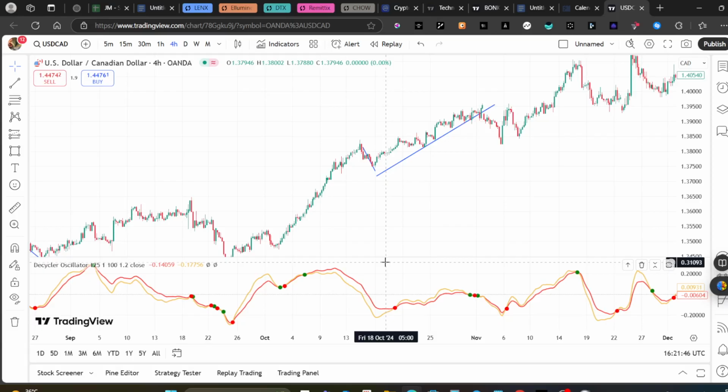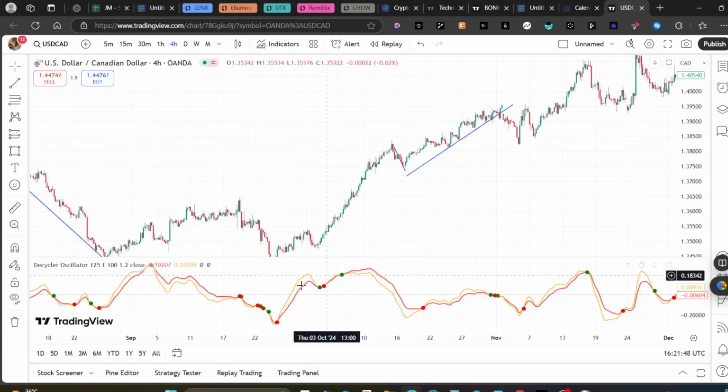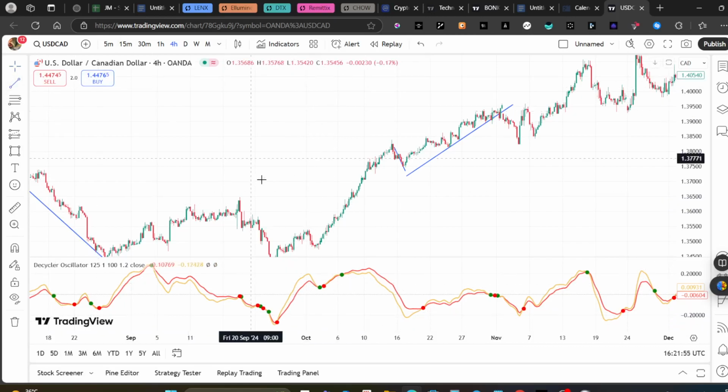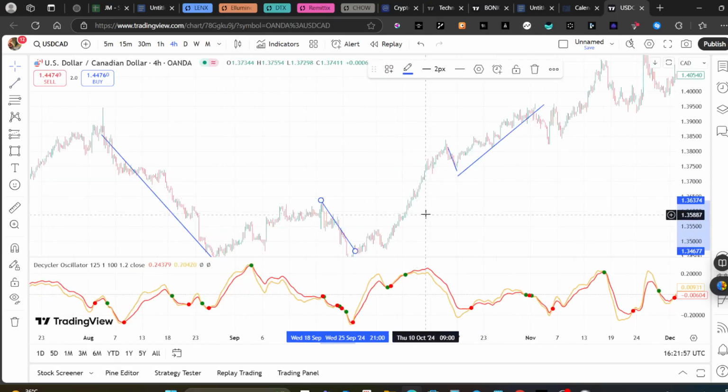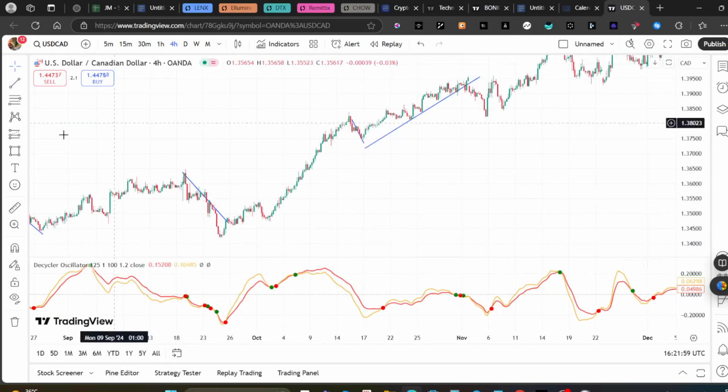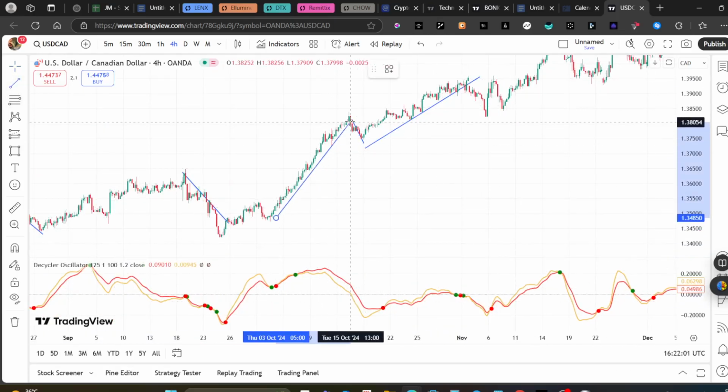It's a great tool for spotting trend reversal. When the oscillator gives you a bullish crossover right after a sell move, it could indicate a possible bullish reversal. When you have a bearish crossover right after a buy move, it's going to indicate a possible bearish reversal, or it could be a pullback at the same time.